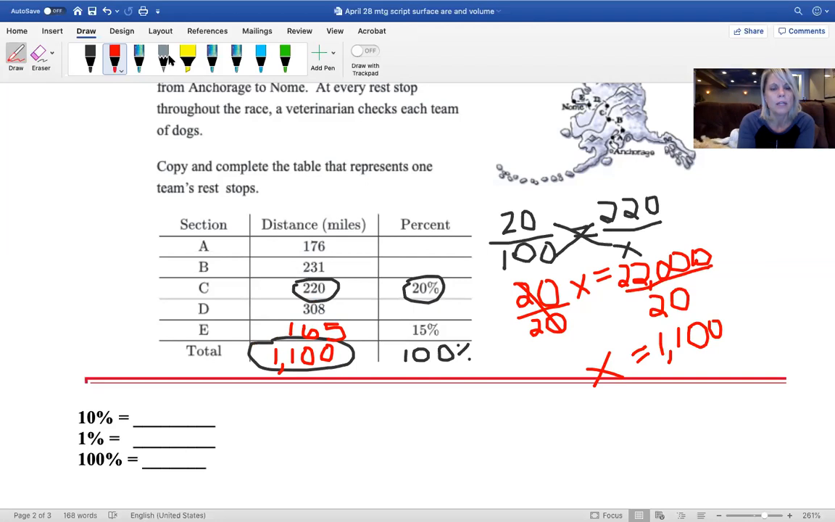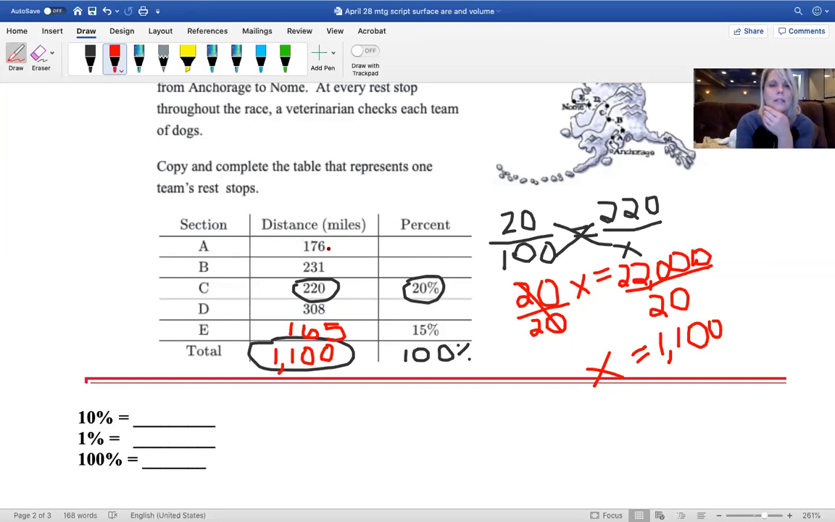Now the rest of these, you just have to do the same type of equation for all of these. So we'll do A together, and then the rest of these, if you want to finish this later, you could do on your own. But remember, you could check that you're right, because these percentages have to equal 100%. So let me do A with you.